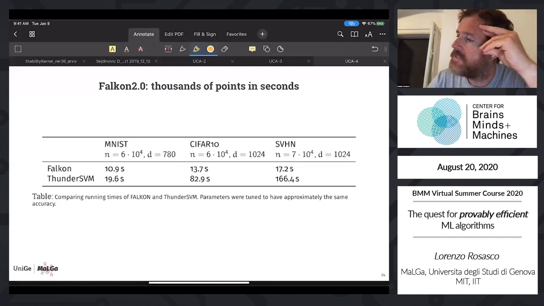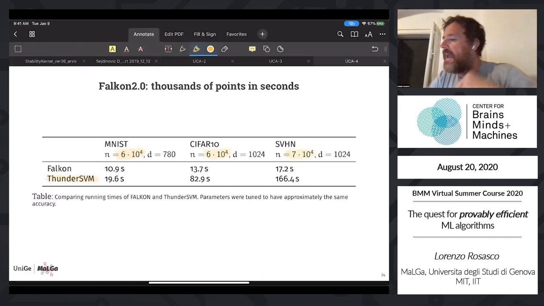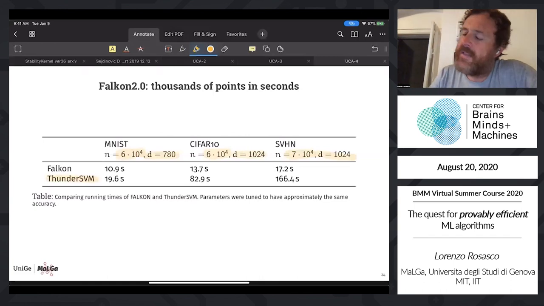For example, this Thunder SVM is one of the latest optimized SVM implementations. And you see, you can go up to 60,000 points, okay, and a few dimensions. These are quite big dimensions already. And what you see is that this implementation can actually run pretty fast, okay? In 20 seconds, 80 seconds, you have solutions. Notice that our algorithm consistently goes down to essentially order of 10 seconds, okay? But we're still in the same rough dimension, okay?